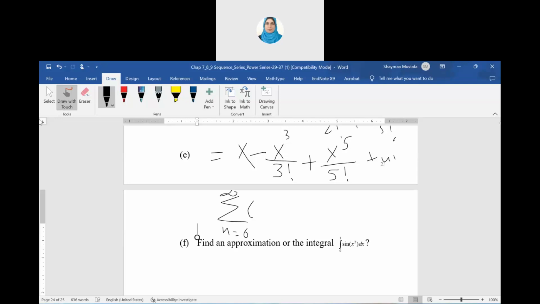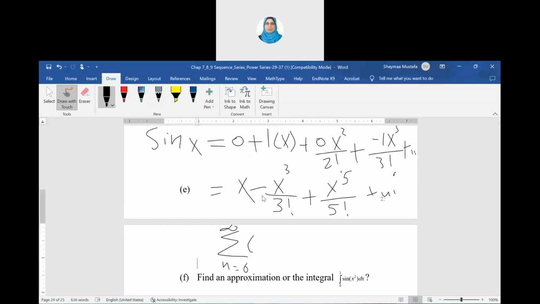It is an alternating series: one positive term, one negative term, one positive term, one negative term. So it is an alternating series, (-1)^n times x to the power of 3, 5, 7, and so on, which are odd. All the even parts are 0. So it is x to the power 2n plus 1, which is odd, over (2n plus 1) factorial.